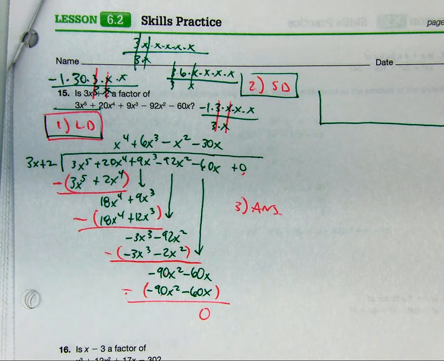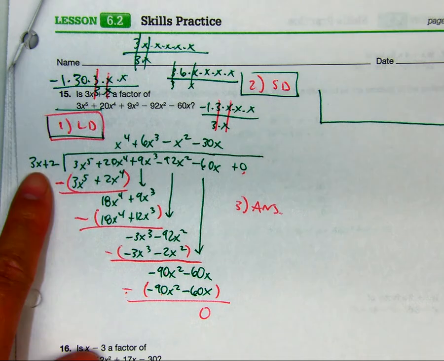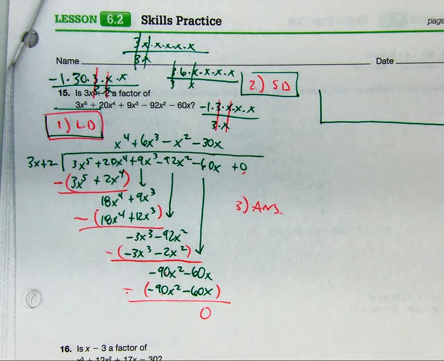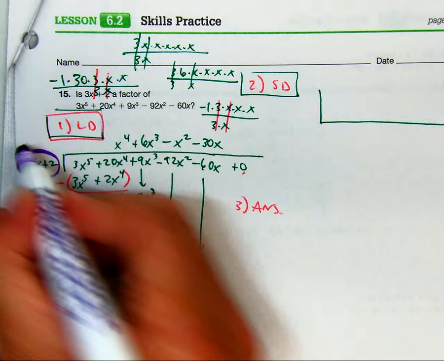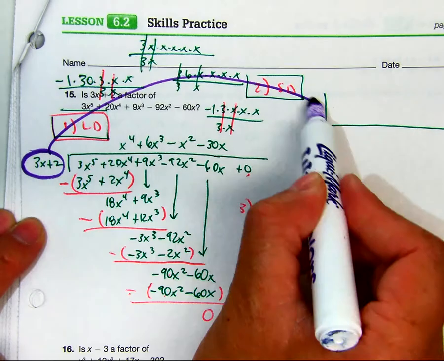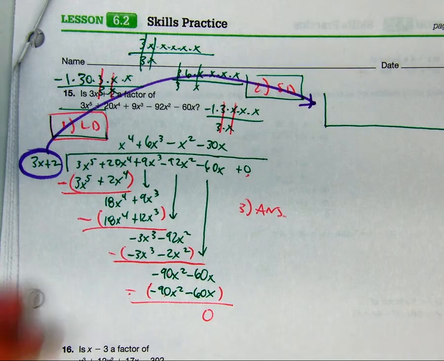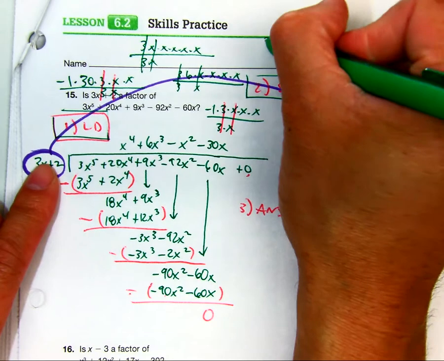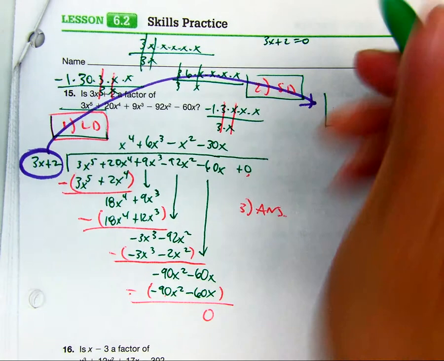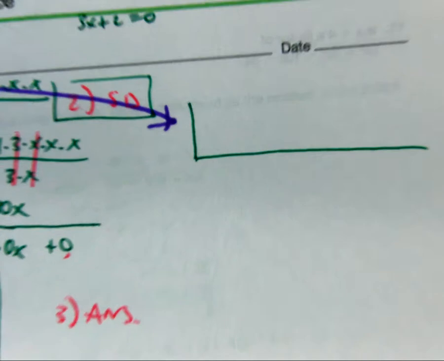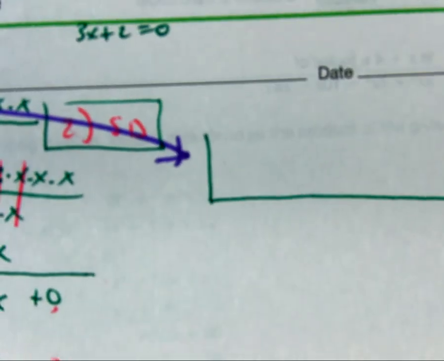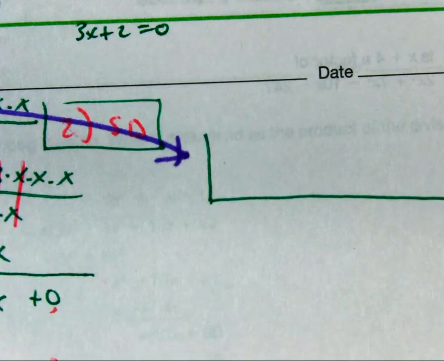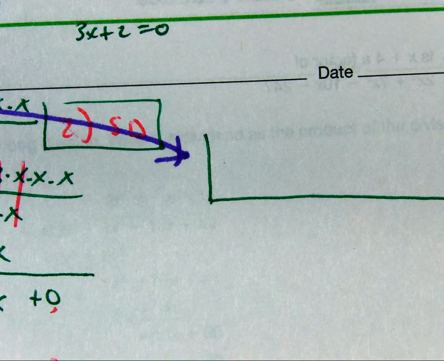Class, are we going to put a negative 2? Ooh. Remember, you need to set this one equal to 0. So 3x plus 2 equals 0. How do I solve for x there? Divide by 3 or subtract?